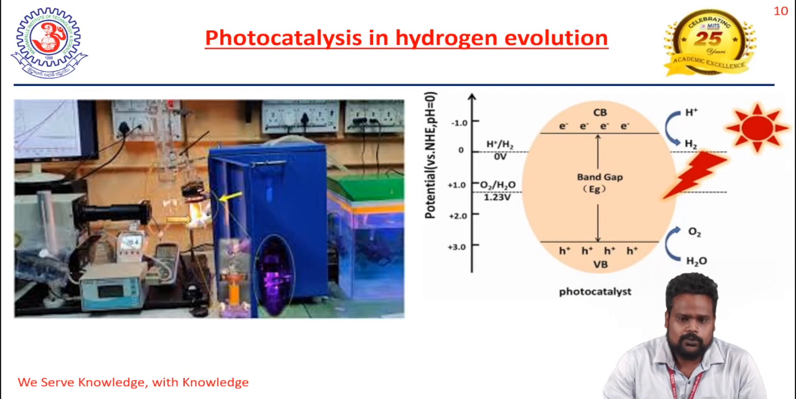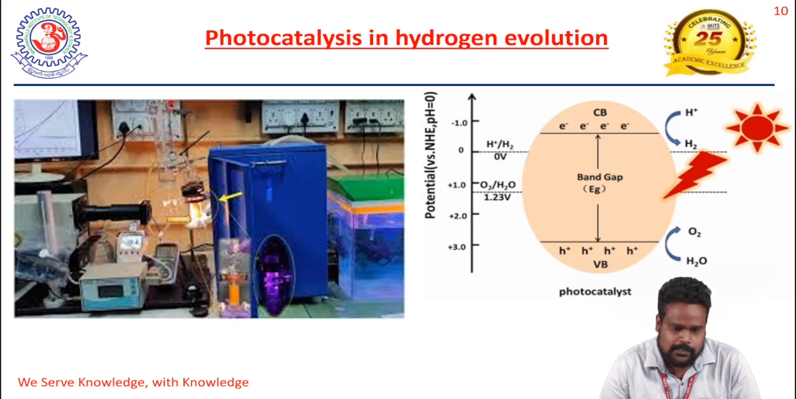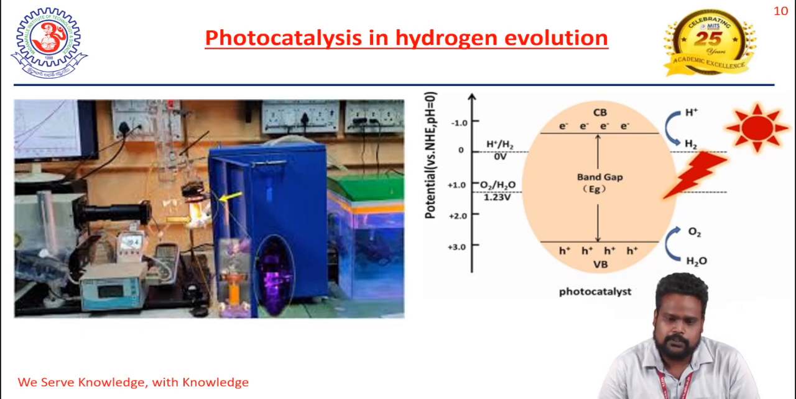And coming to the hydrogen evolution process, I have taken a photograph of a hydrogen evolution setup. We can use metal organic frameworks for the photocatalytic hydrogen evolution process, generating hydrogen gas through water splitting. Basically, if water is split, it will form hydrogen and oxygen, and if we add an oxygen scavenger, then only one gas is produced, that is hydrogen.